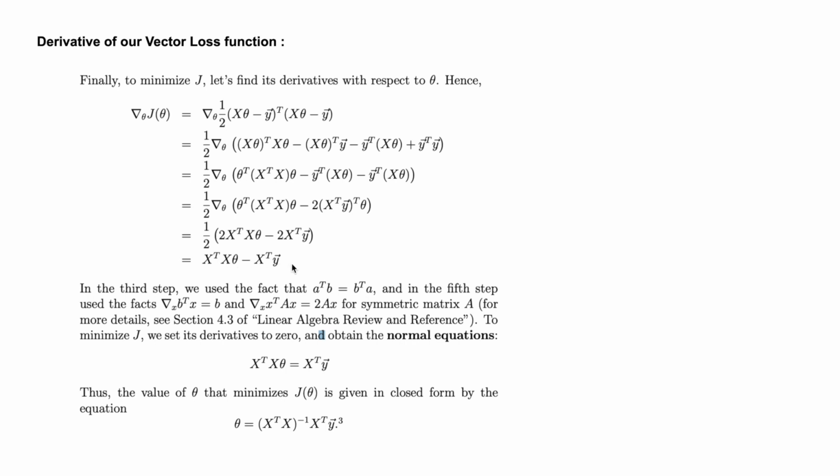Okay, so now you have the derivative of J theta, and you want to minimize it, and you can see the minimum value can be 0, right?